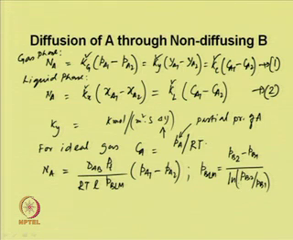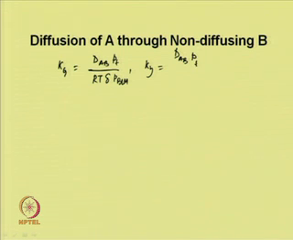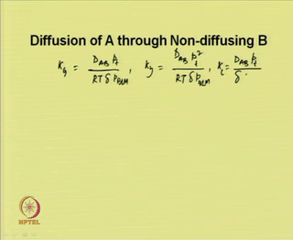So, if we compare this equation with equation 1, we can obtain Kg is equal to DAB Pt divided by RT delta PBLM, Ky is DAB Pt square divided by RT delta PBLM, and Kc is DAB Pt by delta PBLM.